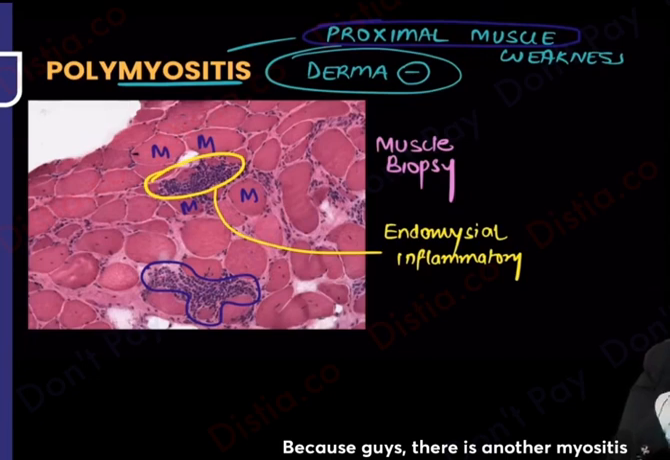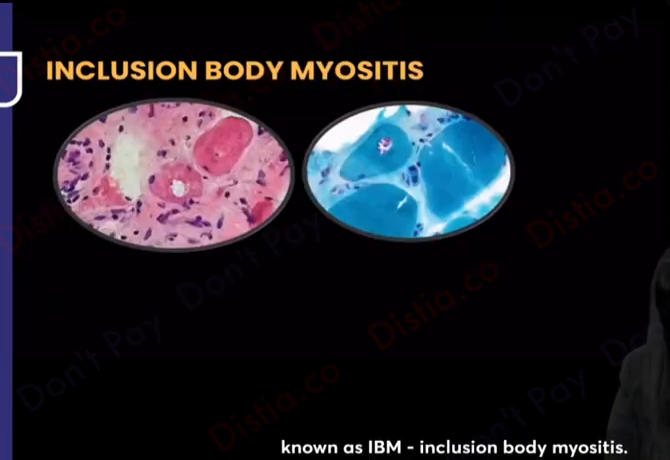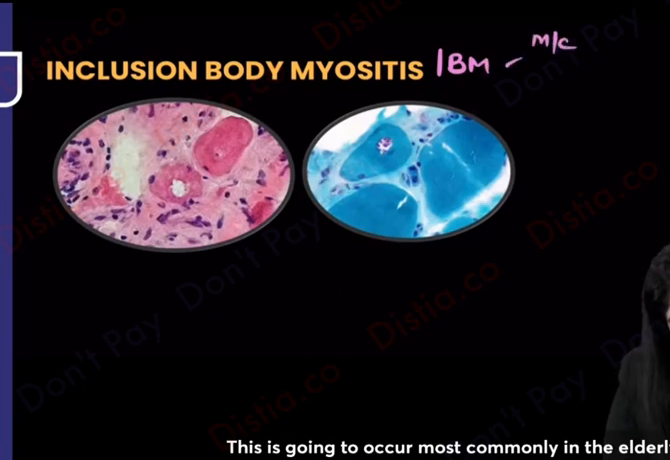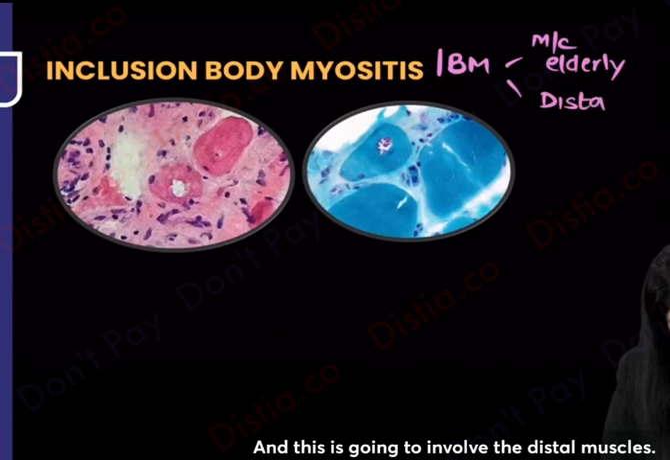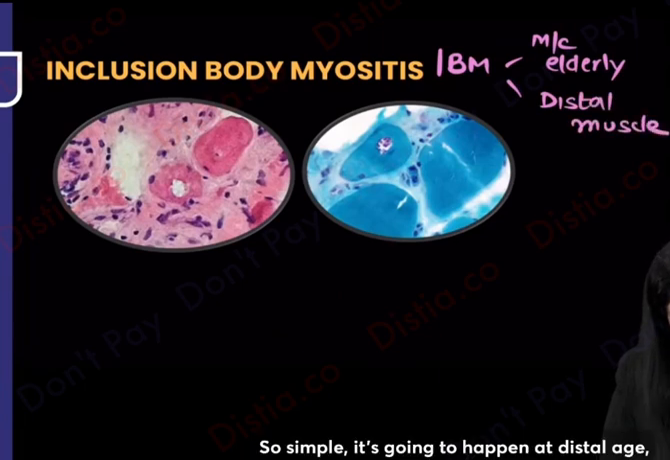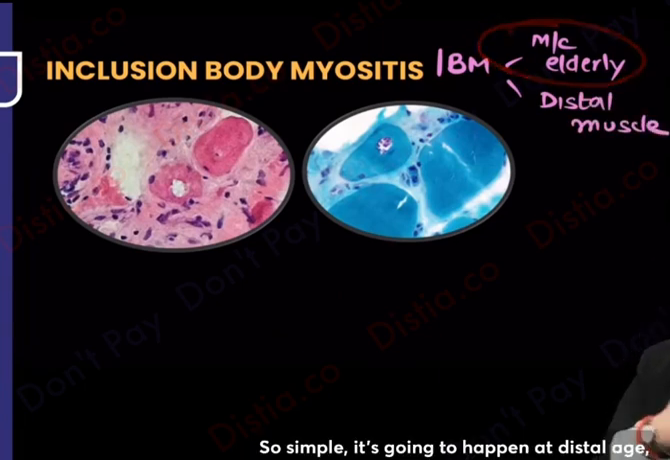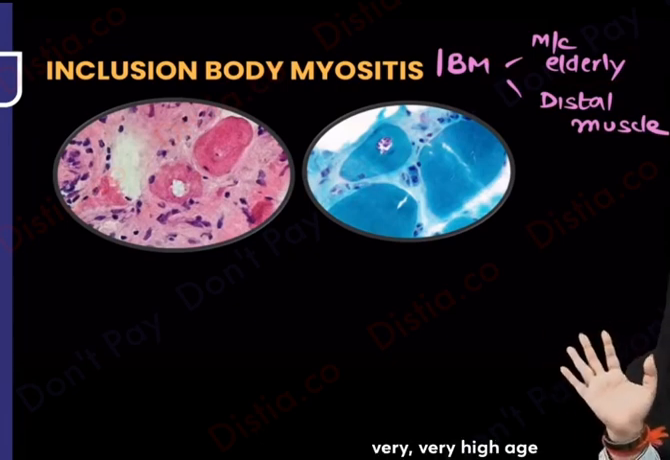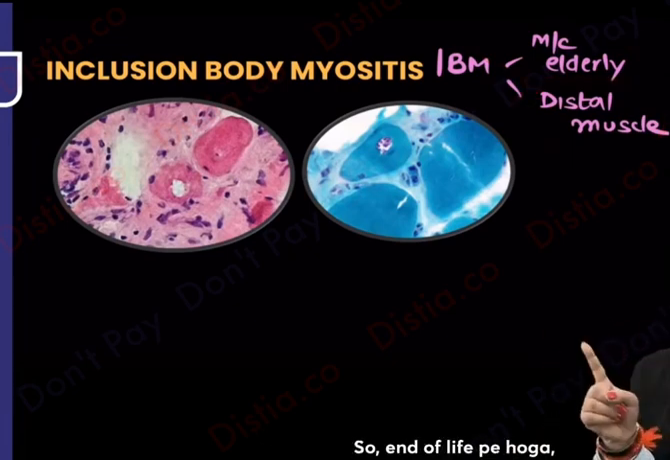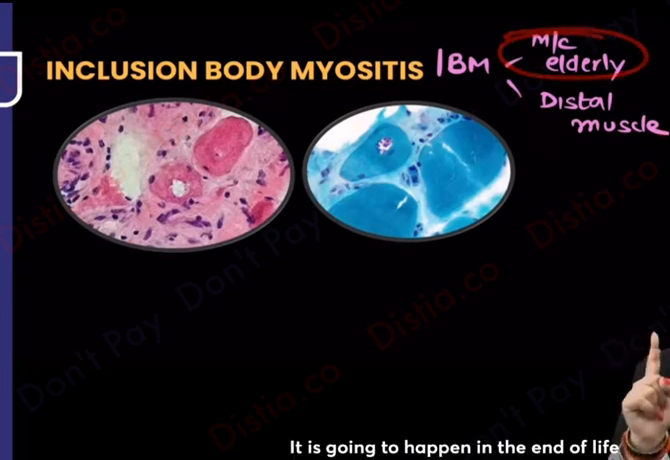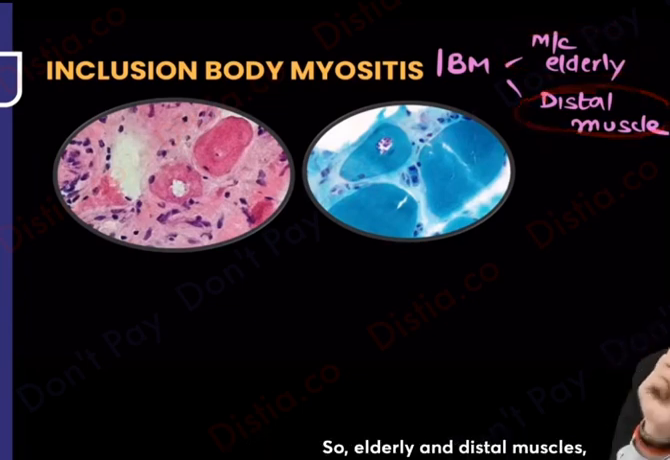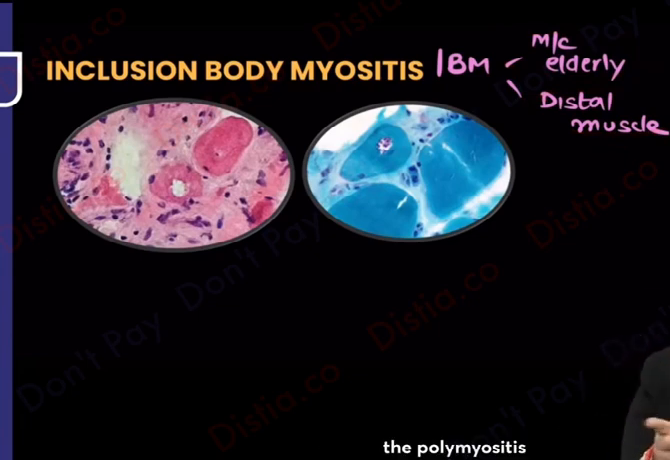Because guys, there is another myositis known as IBM, inclusion body myositis. This is going to occur most commonly in the elderly, in old people, and this is going to involve the distal muscles. So simple, it's going to happen at a very, very high age, and it's going to involve the distal muscle. So it will happen at the end of life, in the end of the muscles. Easy. So elderly and distal muscles, whereas polymyositis and dermatomyositis were proximal muscle.